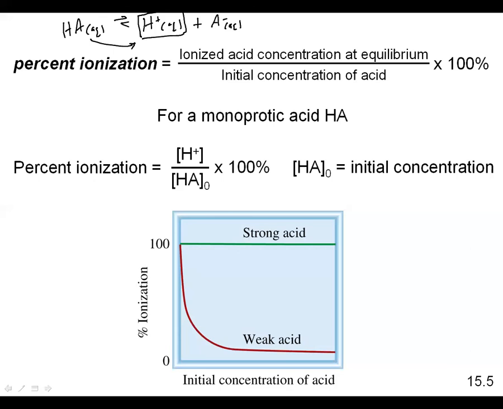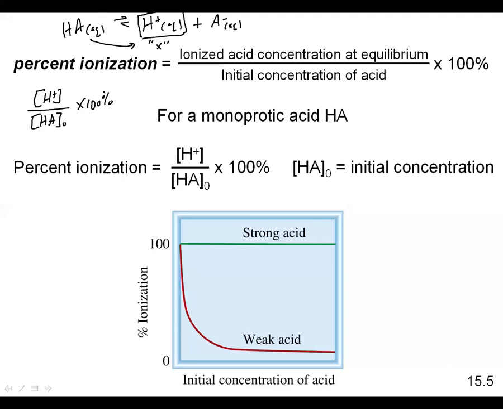So to actually calculate the percent ionization of an acid, it's the exact same calculation that we do when we calculate our 5% rule. We take the H plus concentration, which in our calculations before was essentially our X value, and we divide it by the initial concentration, and we times it by 100%. And this gives you the percent ionization of an acid.